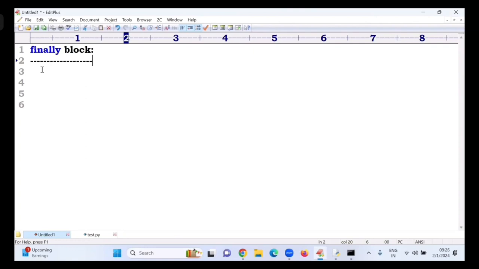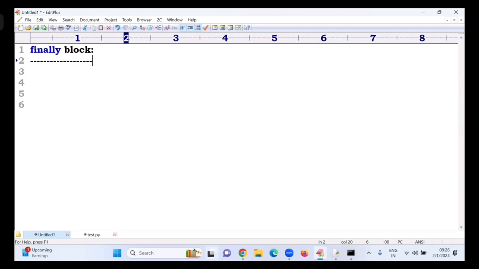So in the finally block, we do not write any normal code, only closing connections: database closing connections, file closing connections. I want to close any connection to the network. I have a connection with the database. Such a type of cleanup code we have to write into our finally block.